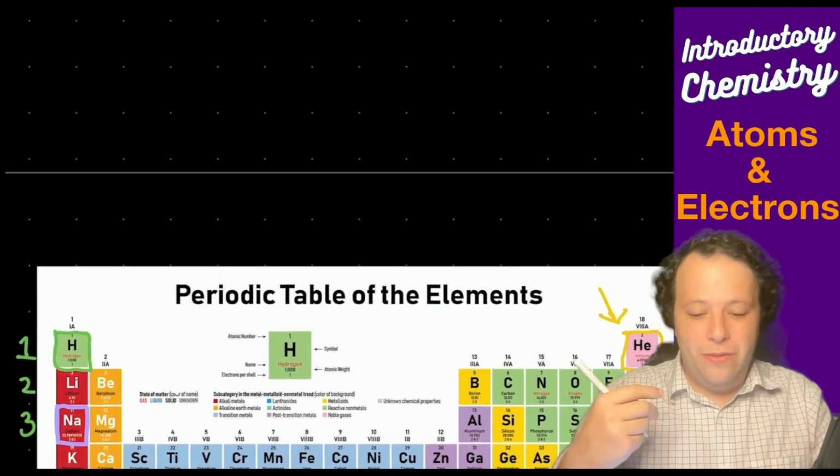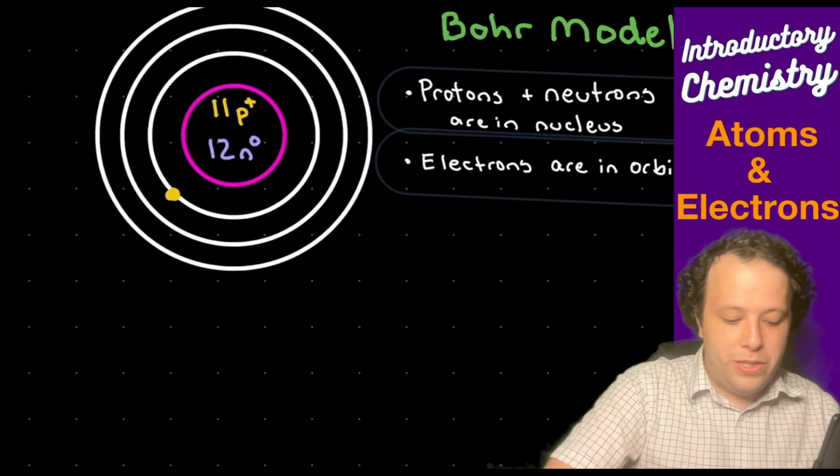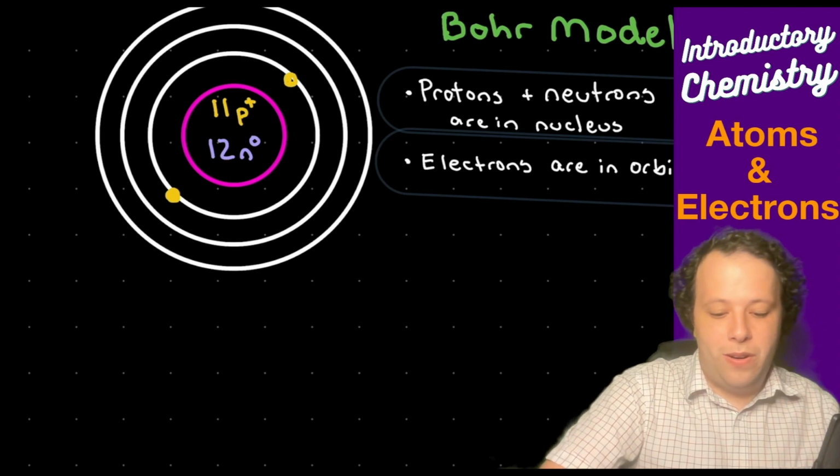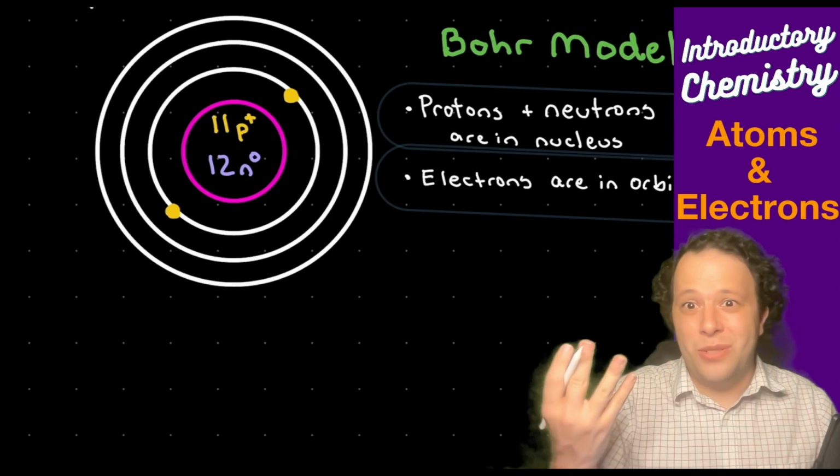So why don't we fill that in? We go back up to our orbit. What we're going to do is put 2 dots for our electrons. And it doesn't matter 100% where they're at. We're just going to put them in there. So that's where it is.